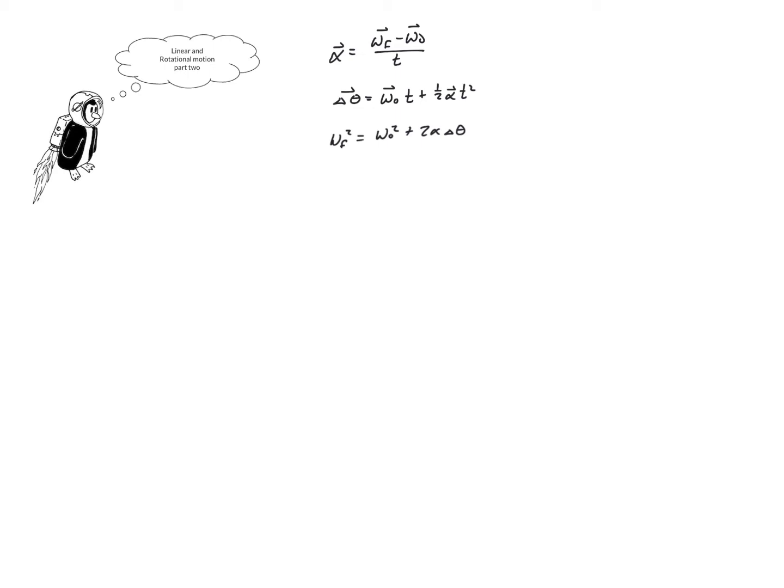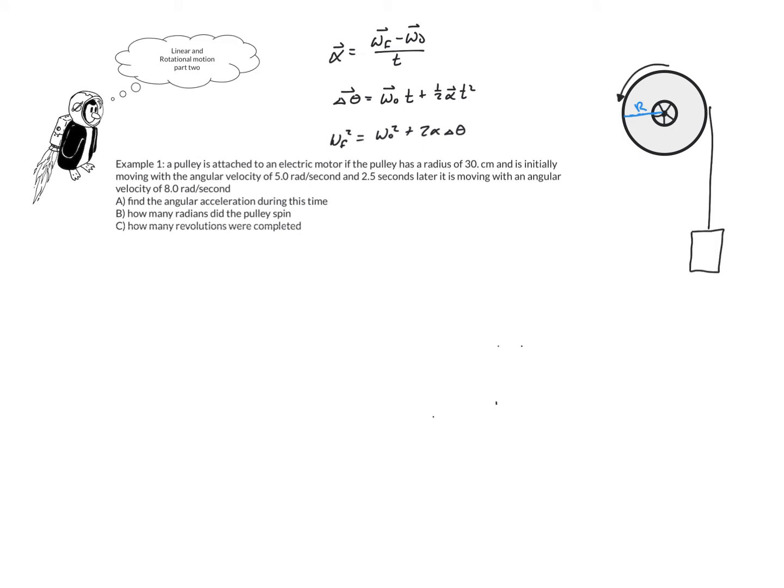These, along with our linear equations and how to connect the two, provide a large amount of information which we can now use to solve several problems. Example 1. A pulley is attached to an electric motor. If that pulley has a radius of 30 centimeters and is initially moving with an angular velocity of 5 radians per second, and 2.5 seconds later it's moving with an angular velocity of 8 radians per second, we want to find out what's the angular acceleration of the pulley during this time period, how many radians did the pulley spin through during this time, and how many revolutions were completed as it spun for the 2.5 seconds.